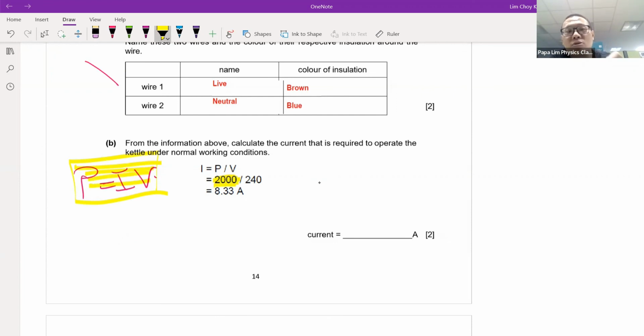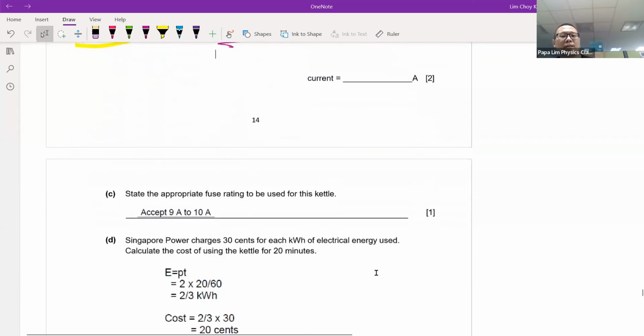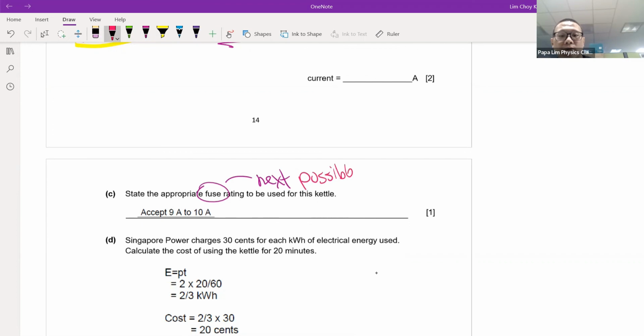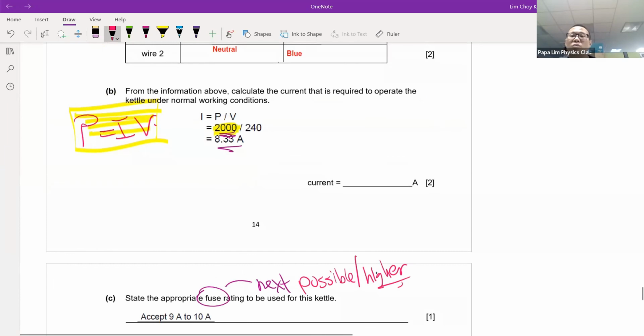So my 2 kilowatt has to change to 2000 watts. Okay, SI unit, so I'll get 8.33. Same thing, the next, if you look at fuse rating, the fuse rating I have is always the next highest rating. So if it is 8.33, the next possible fuse rating I'm looking at is not 9A, it's actually 10A. Of course, sometimes we are being lenient, we accept 9A.